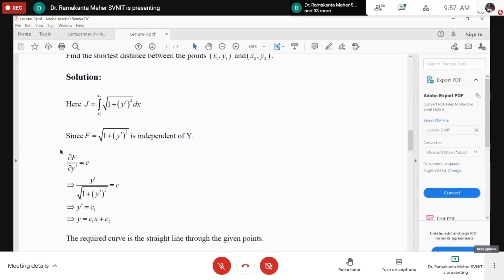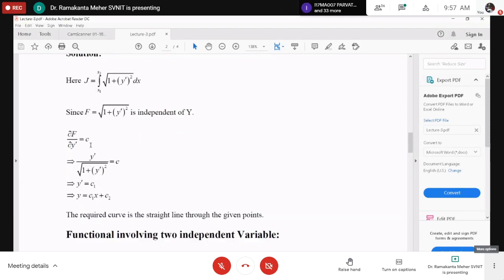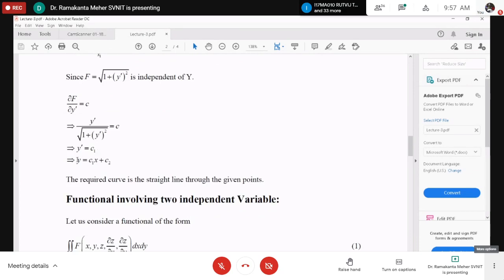And if we use the Euler equation, that is del f by del y dash is equal to c when f is independent of y. And here, upon using del f by del y dash equal to c, you can get y dash divided by this one. And upon simplification, y dash is equal to c1. And upon finding the integration, it gives y equal to c1 x plus c2.